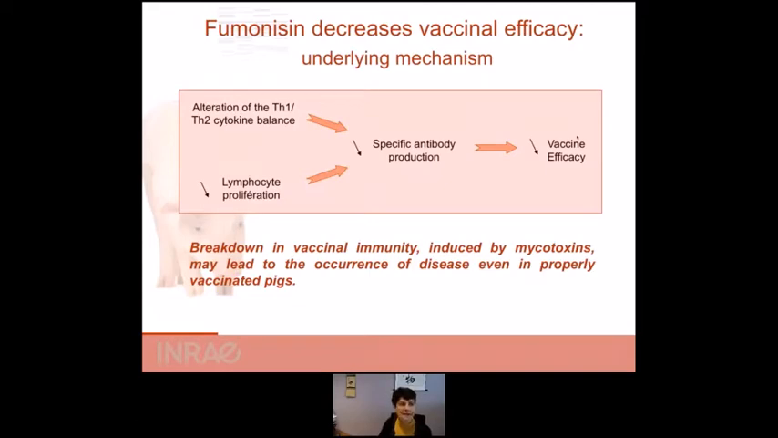In this case, because we are scientists, we try to look at the mechanism involved, and we see that it was because of cytokine, because there was an alteration of the Th1, Th2 balance that is really important for antibody production. And in addition, we had a decreased lymphocyte proliferation that lead to a decreased antibody production and lead to a decreased vaccine efficacy. I think that's quite important because breakdown in vaccinal immunity induced by mycotoxin may lead to occurrence in disease even in properly vaccinated pigs.